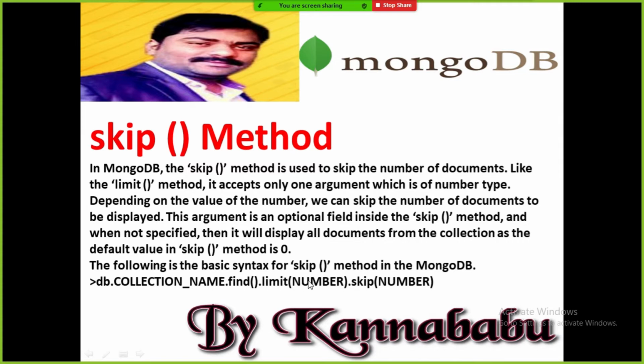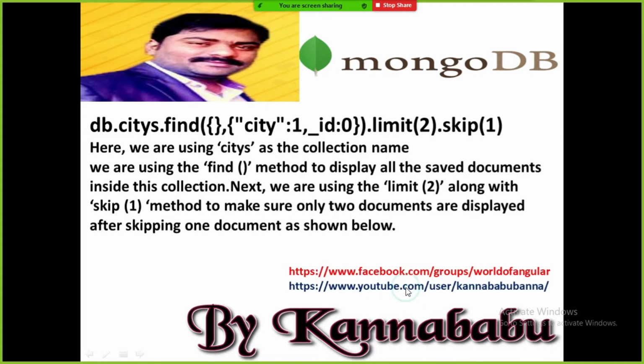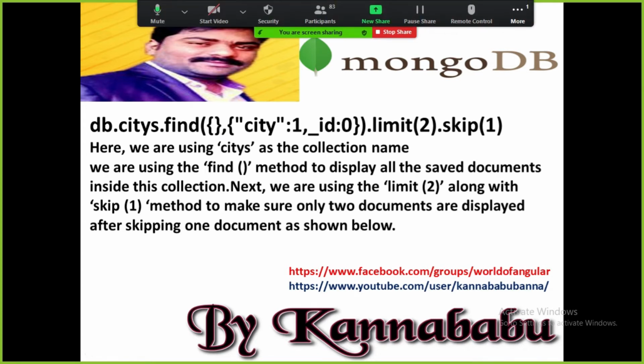So how many documents you want to display, that number you have to mention here. And which documents you want to skip, that number you have to mention here. For example, here you see, this is one query I have written. We already discussed this one. Generally, the find method will return all the documents from the collection. But if you want to display only specific fields from the collection, instead of select star from EMP, now in SQL databases we'll write something like this: select star from EMP.